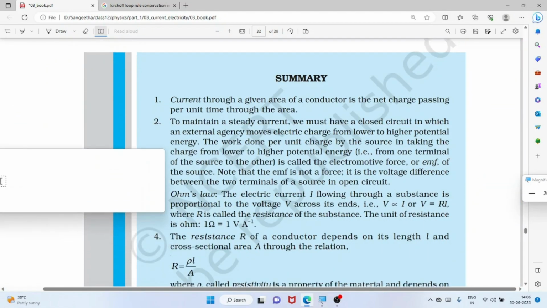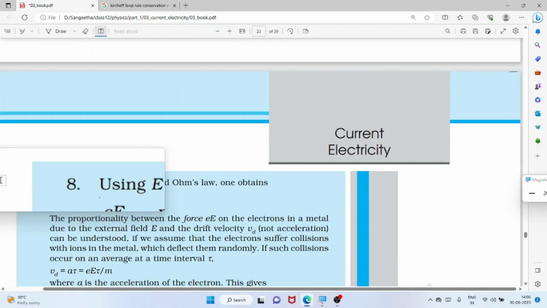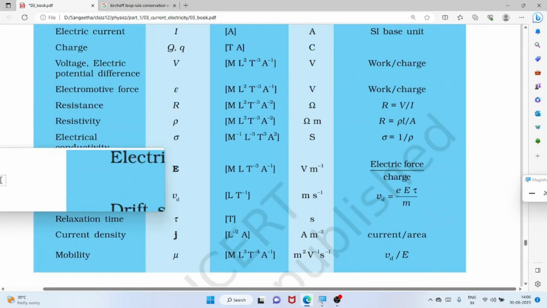You can go through the summary also. The current density. These are the units and dimensions.